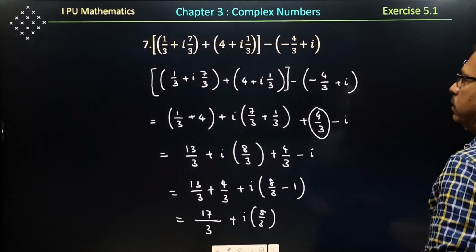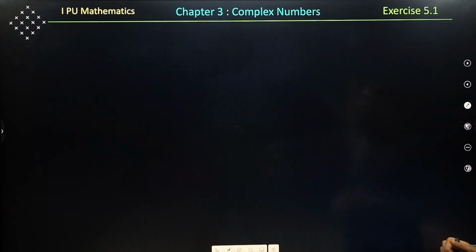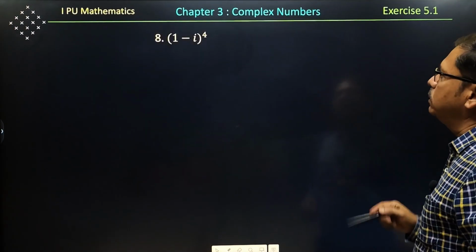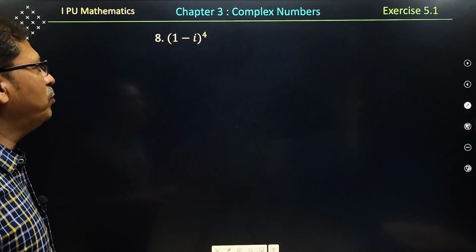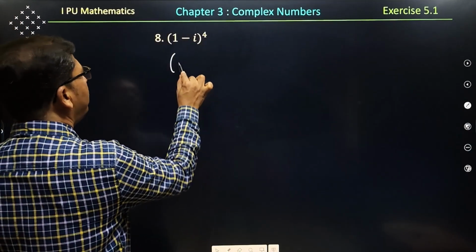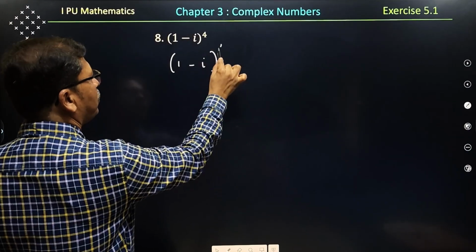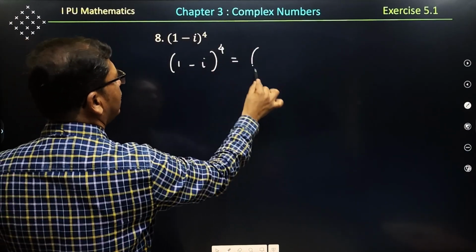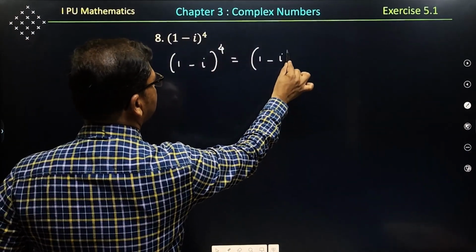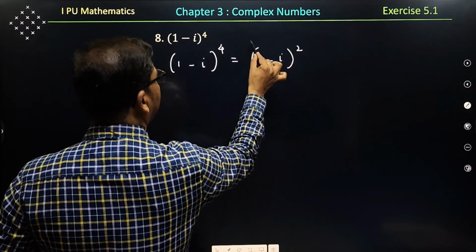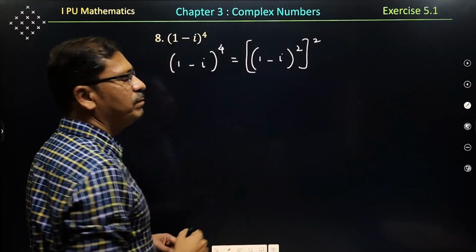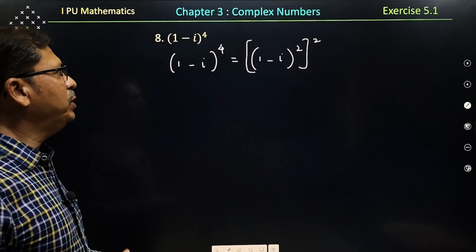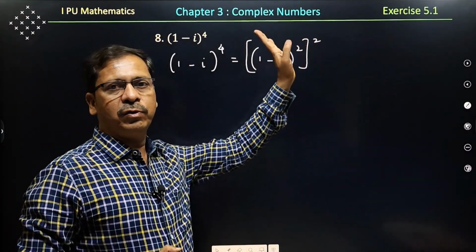Yes, it is correct. So this is the answer for this somewhat tricky question. Next question, you see, 1 minus i to the power 4 is there. You use the indices property. You write 1 minus i square, and then as a whole take the square here. 2 into 2, according to the indices property, it becomes 4.